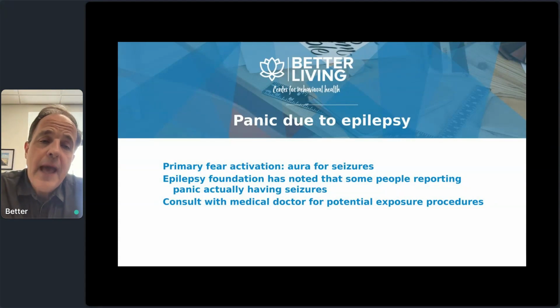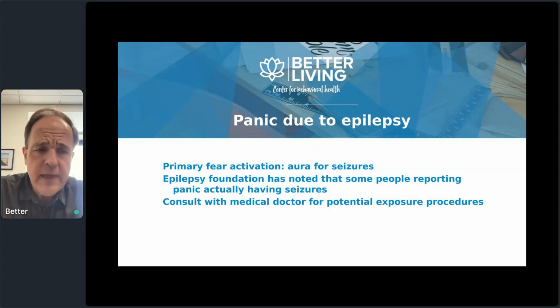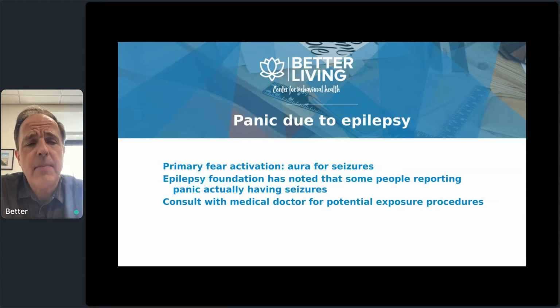Now, the Epilepsy Foundation has noted that some people reporting panic are actually having seizures. So this again returns us to what I mentioned at the beginning of our presentation today. Anytime someone comes to the office reporting panic, one of the first things you should ask about is whether or not they've recently had a medical evaluation. Often they have. If they have, you want to speak to their medical doctor, find out about their risks and any things that might stand in the way of doing exposure with them.